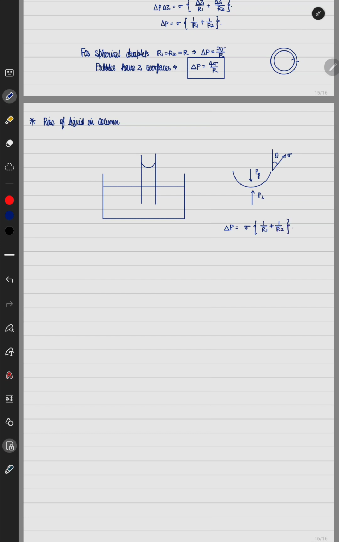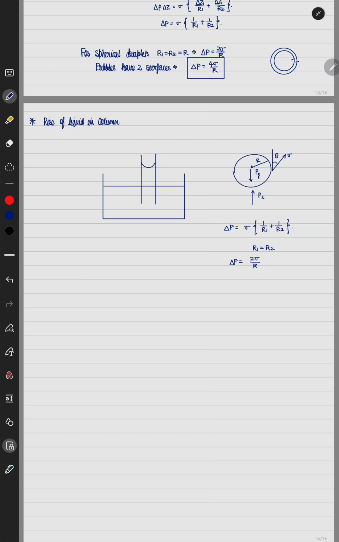1/R1 + 1/R2. And for our case, which we are discussing here, the rise of liquid in a column, R1 is equal to R2. So delta P comes out to be equal to 2 sigma by R. But the R we have taken here is the radius of this particular sphere, and its radius is given by this capital R.